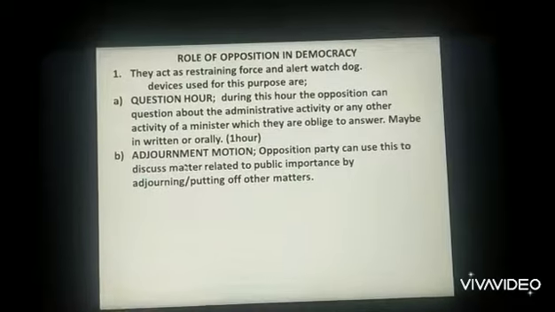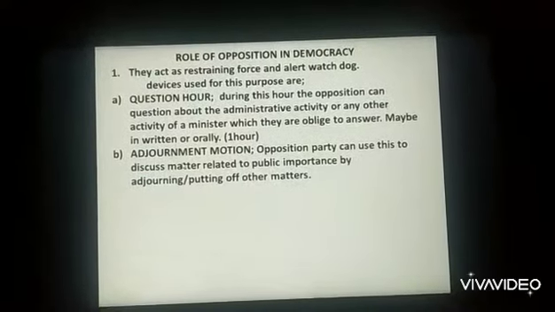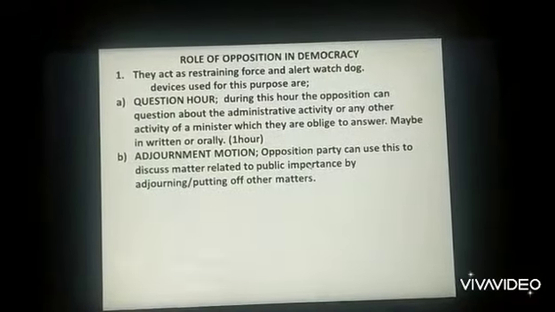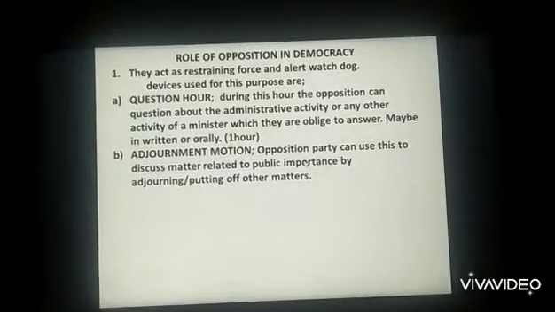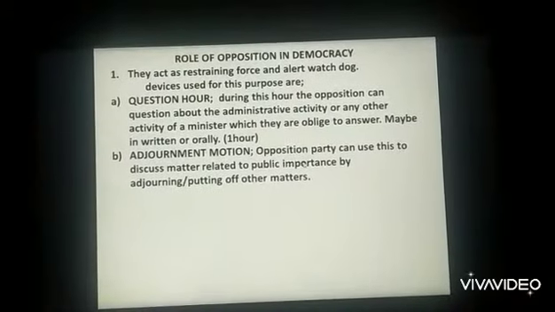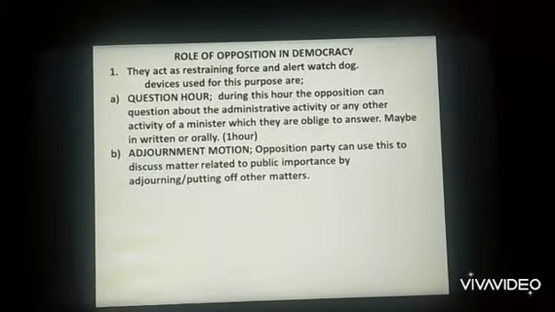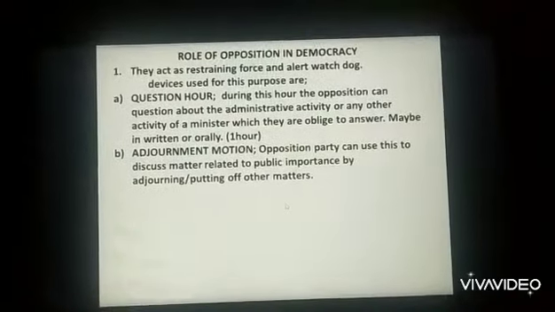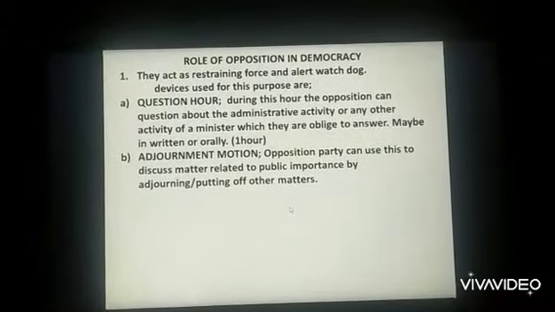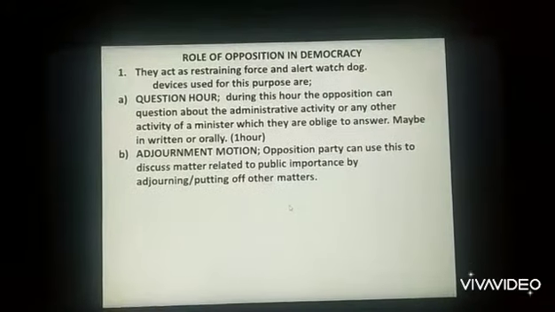The second one is the adjournment motion. Here, adjournment means to put off something which is not so important. The opposition party can ask the government to put off other matters which are not so important at hand, and take up the matter which is most important at the present time.